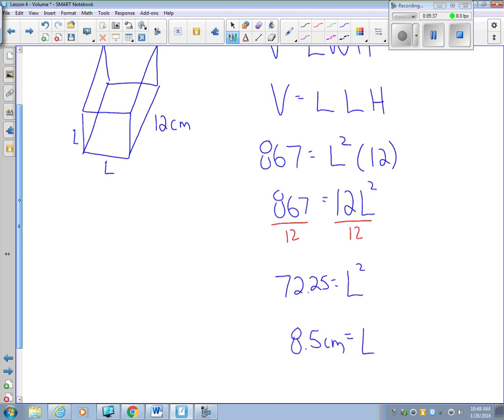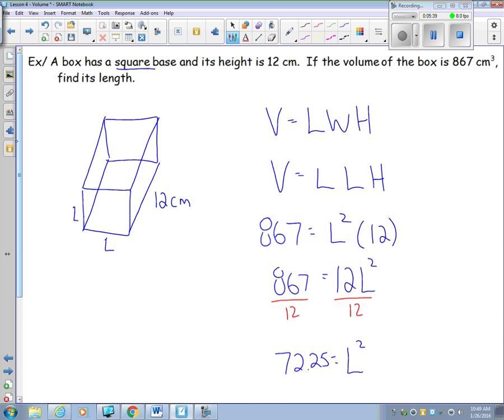Again, the key there is the fact that you recognize it's a square base. If it wasn't a square base, we would not be able to solve this because we'd have two variables and we wouldn't be able to square root it or rearrange it or anything like that. And that takes us to the end of page 1.